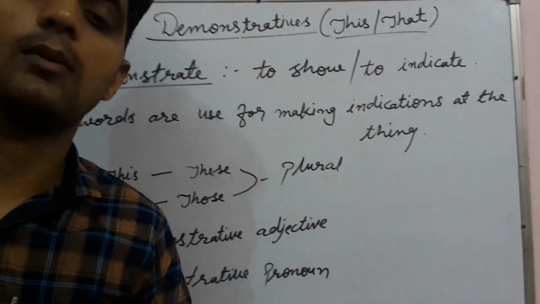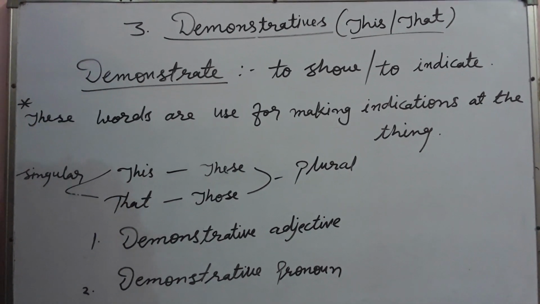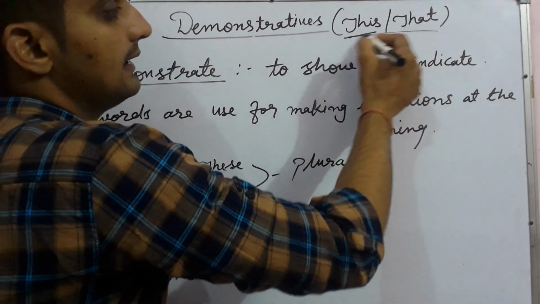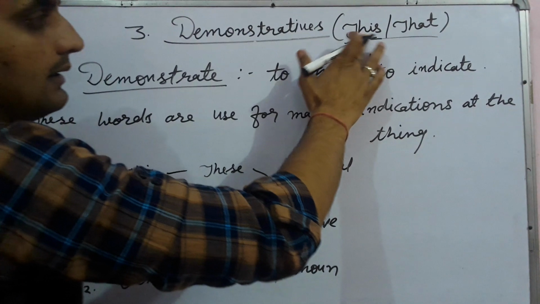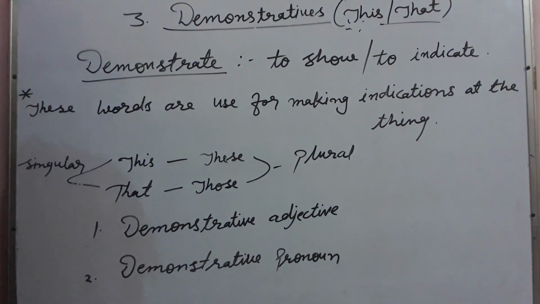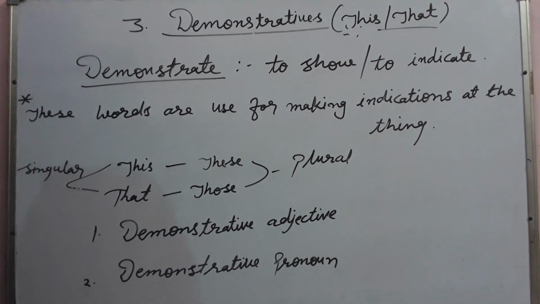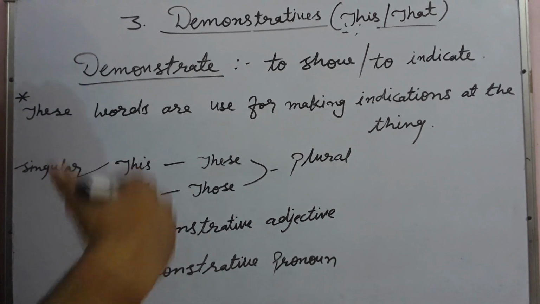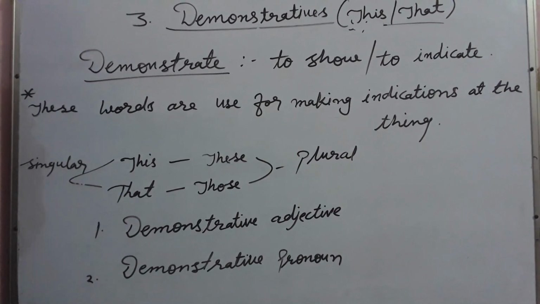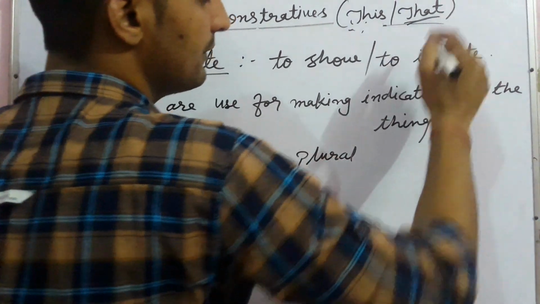Suppose I am talking about a book. If the book is near to me, then I will say this book. It means this is used for near. If the book is near to me, then I will start my conversation: this book is very good. If the book is far away from me, then I will say that book is very good.